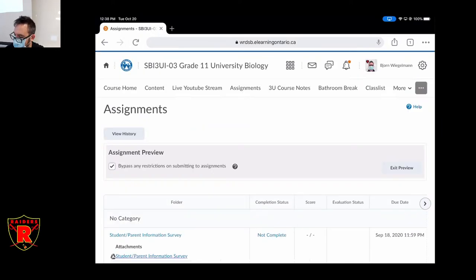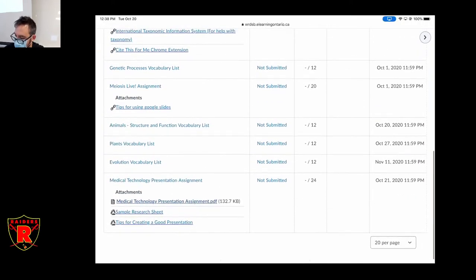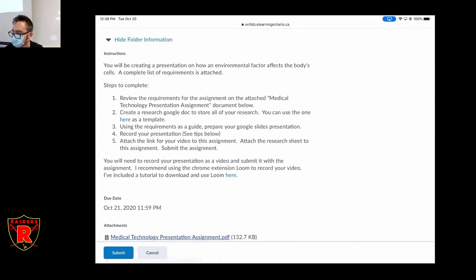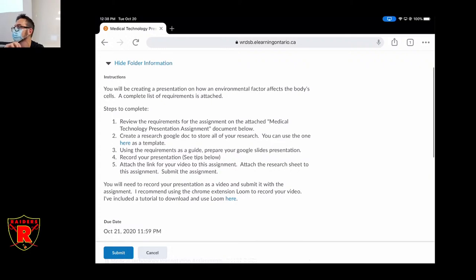Preview. That's what I want. There we go. They just added this functionality. So now I can actually look at the assignment like I'm a student. Okay, cool. That's what I want. Okay, so you click on this assignment. You guys are going to make a presentation, okay? The presentation is just to me, so you're not presenting to the entire class.